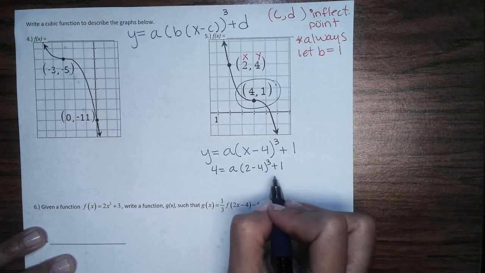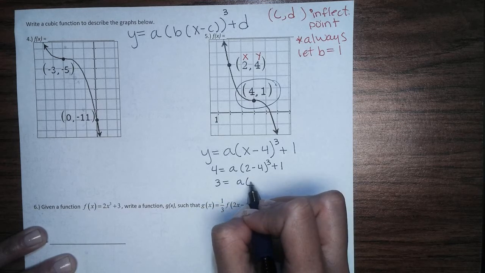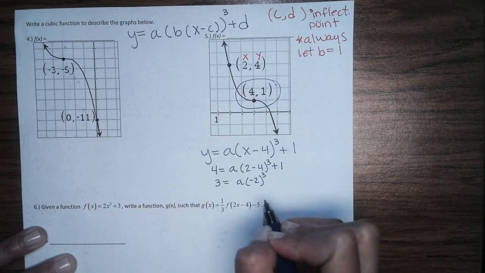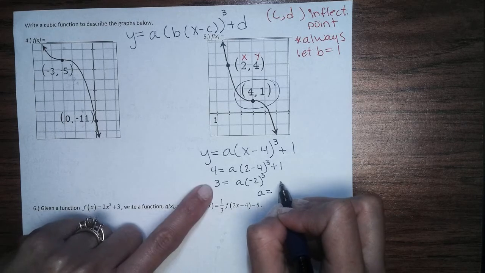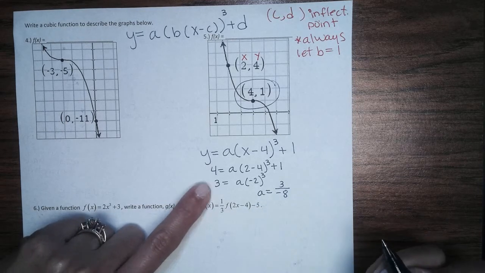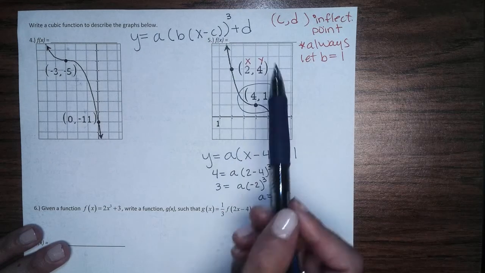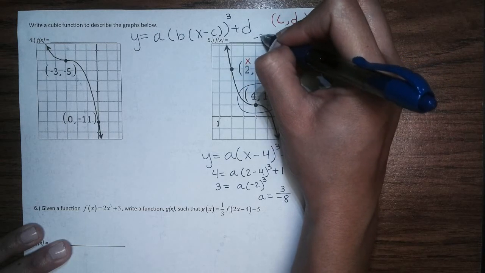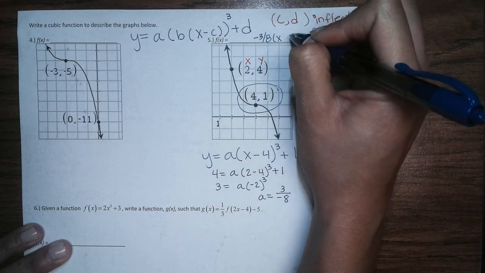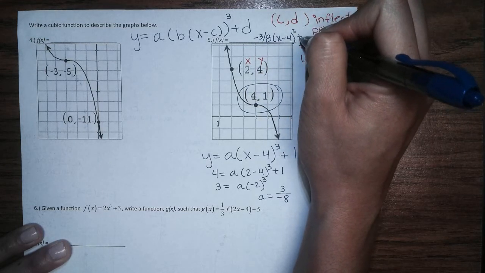Solve for A, so I'm going to subtract 1. 3 equals A times 2 minus 4, which is negative 2 cubed. So it looks like A would be 3 divided by negative 8. That looks right. So for my final answer on number 5, I would put f of x equals negative 3/8 times x minus 4 cubed plus 1.